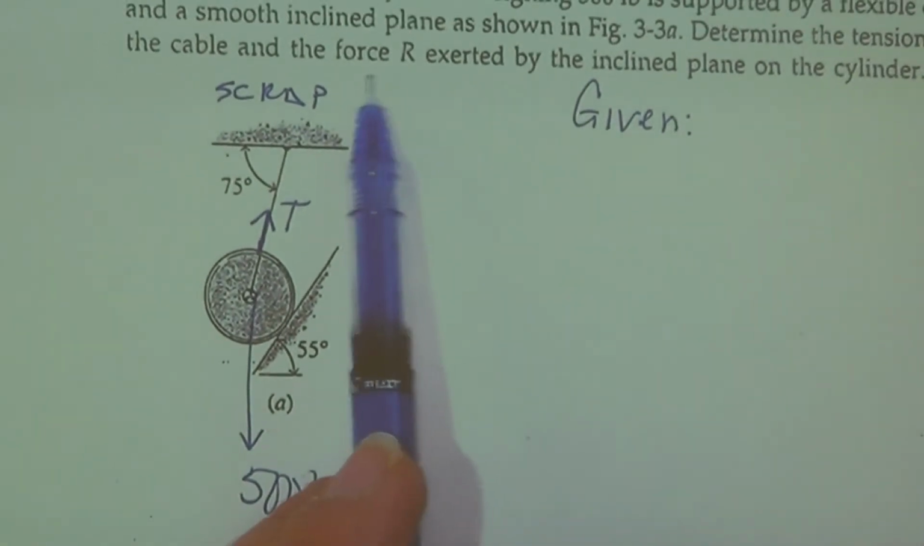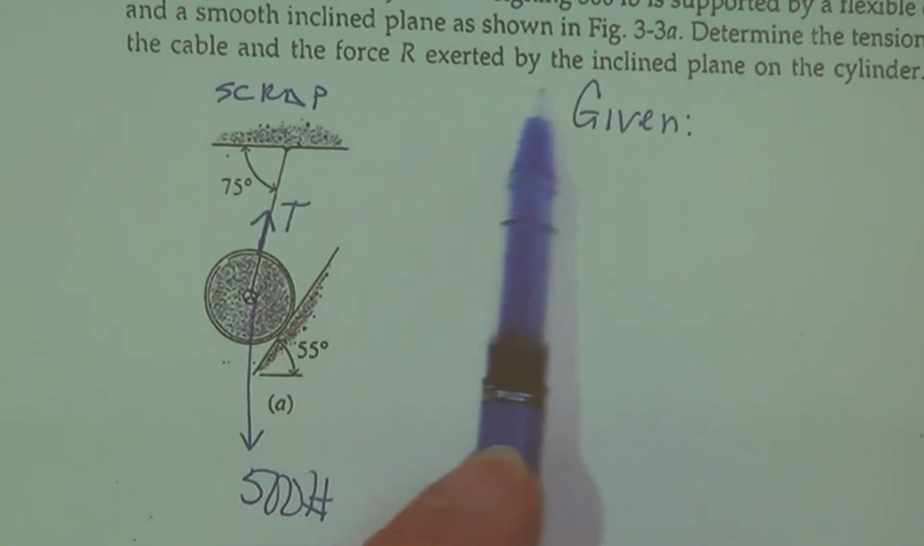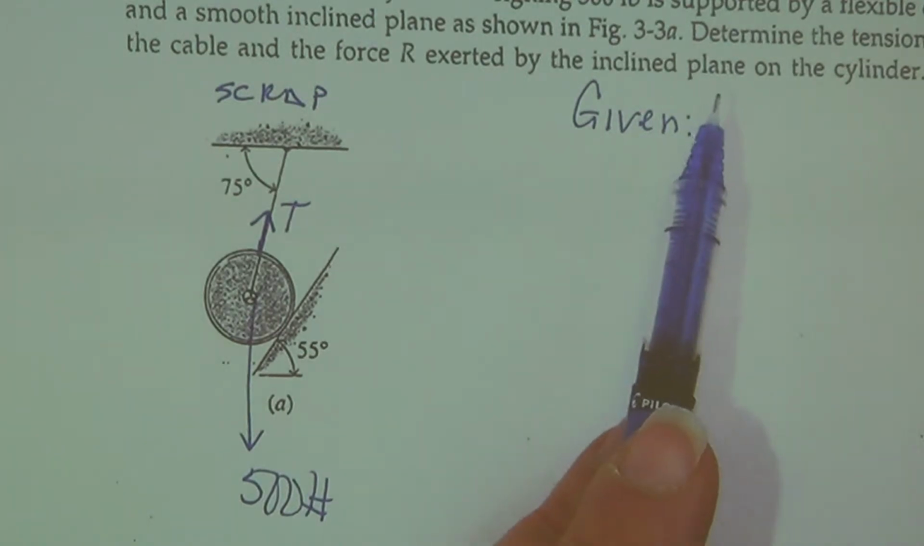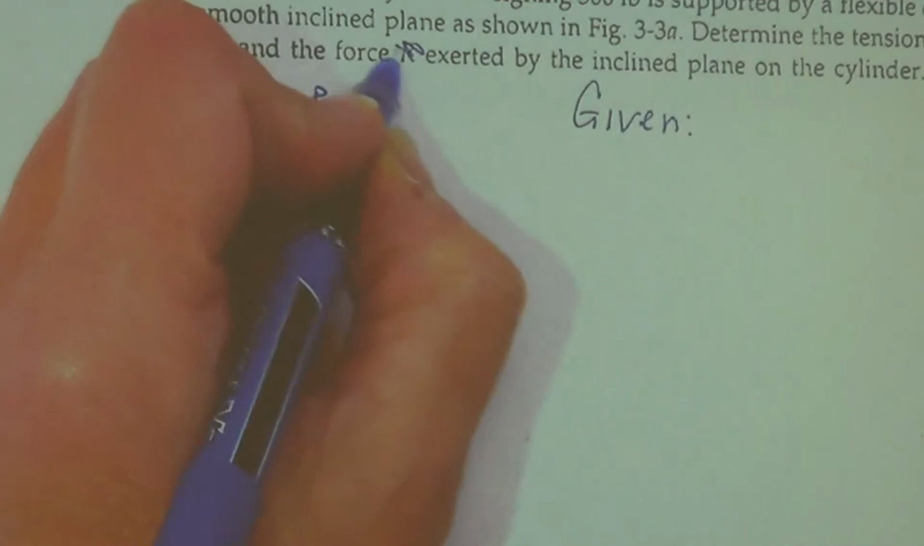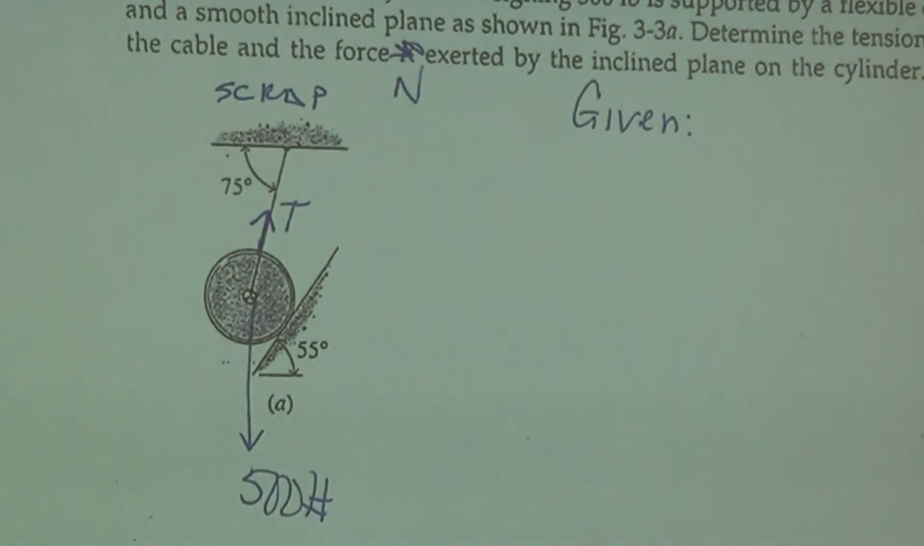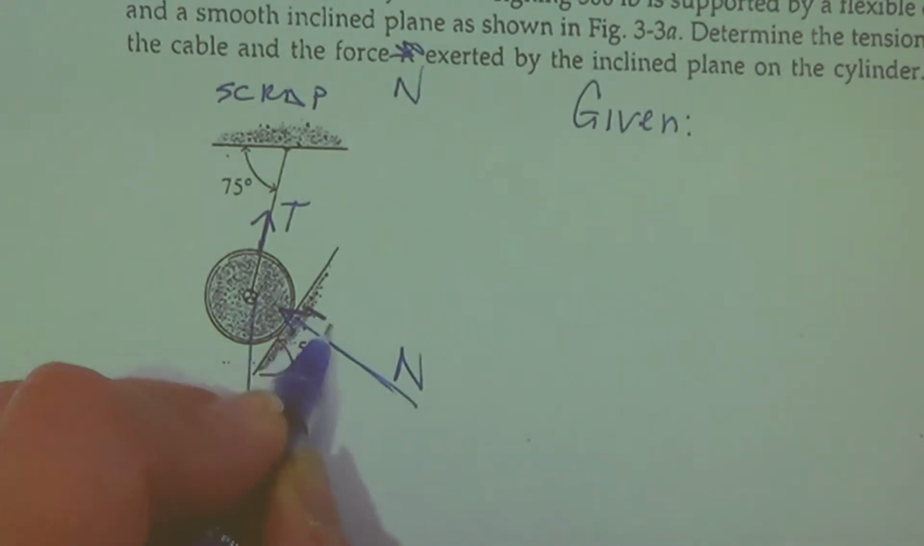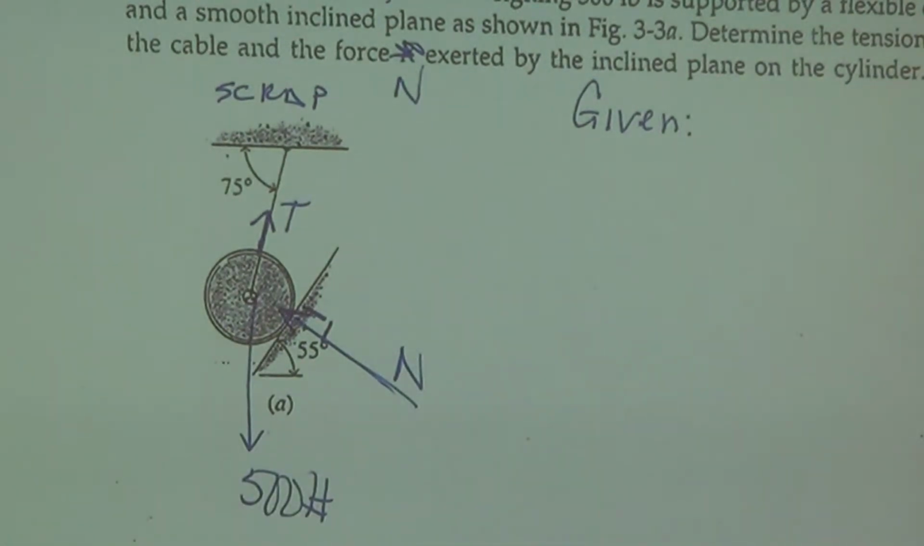Well, what are they talking about? Force R exerted by the inclined plane on the cylinder. They really mean the normal. Let's teach them that we're not using R, we're using N. So where does N get drawn? Well, N gets drawn like this, right? Perpendicular towards the cylinder.